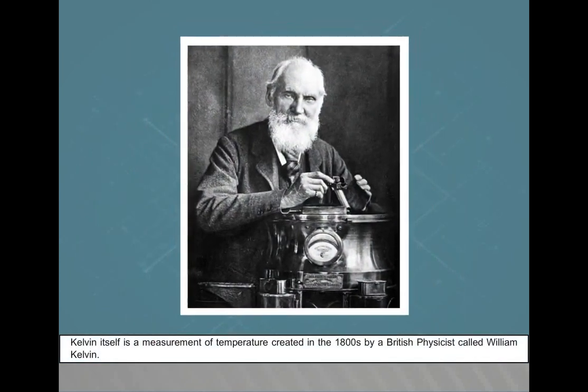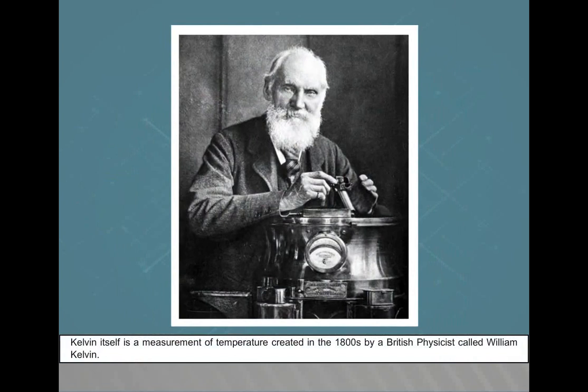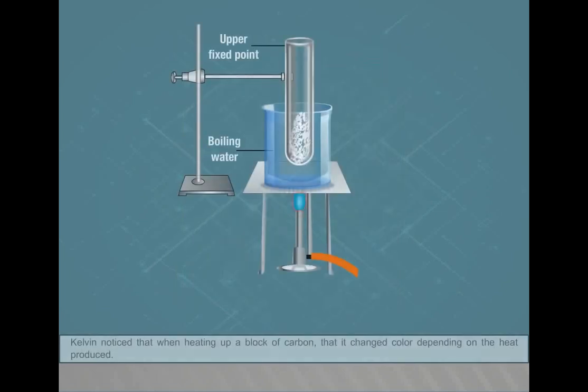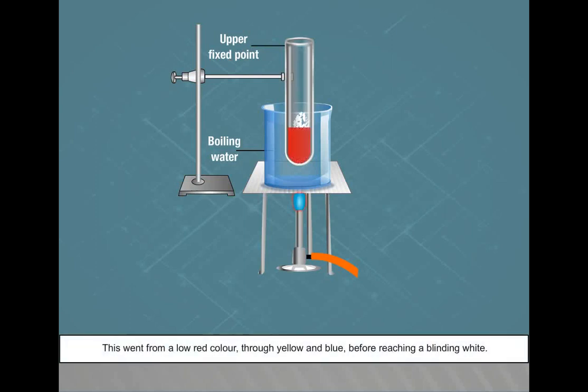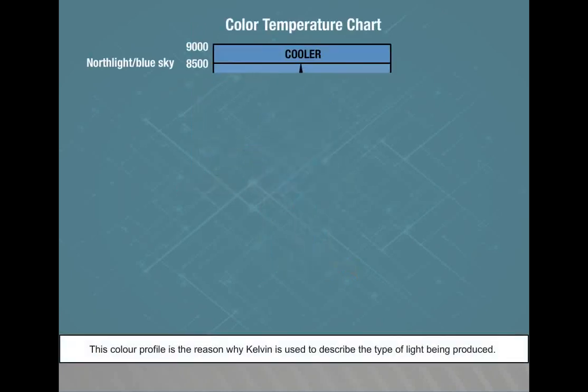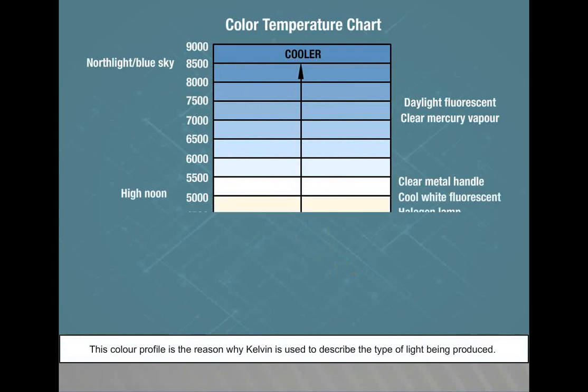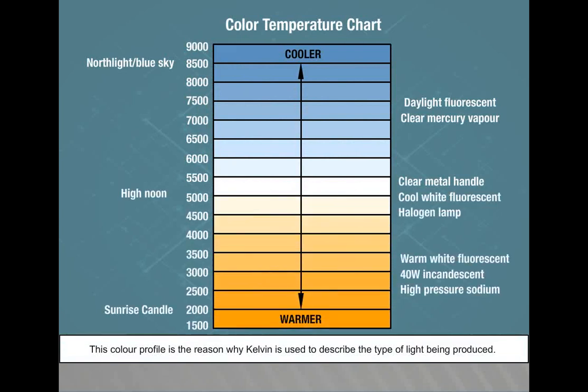Kelvin itself is a measurement of temperature created in the 1800s by a British physicist called William Kelvin. Kelvin noticed that when heating up a block of carbon, it changed color depending on the heat produced. This went from a low red color through yellow and blue before reaching a blinding white. This color profile is the reason why Kelvin is used to describe the type of light being produced.